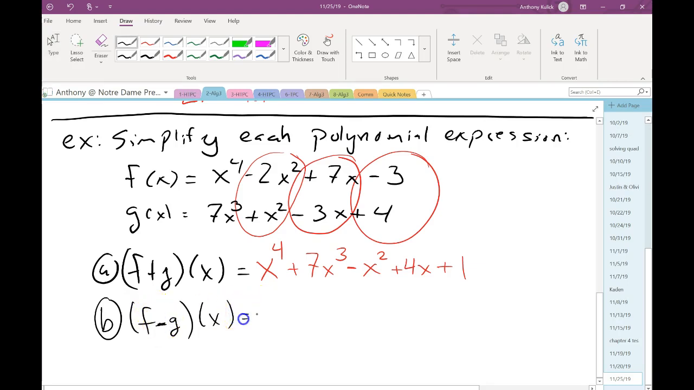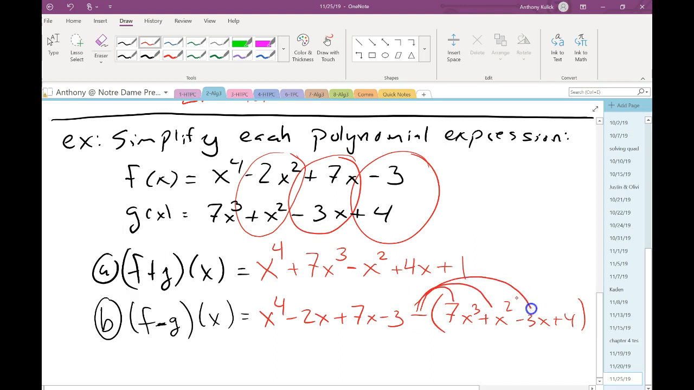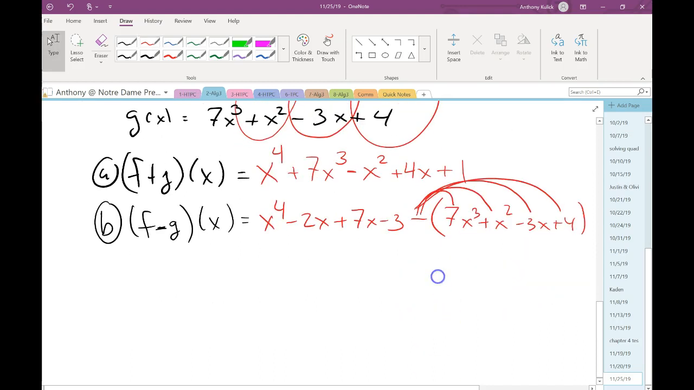So we do have to be a little bit careful here. My value for f of x, nothing really changes. But remember, I'm subtracting all of g of x. So what do we have to worry about when we put a negative sign out front of a parenthesis like this? Yeah, that negative has to distribute to everything.